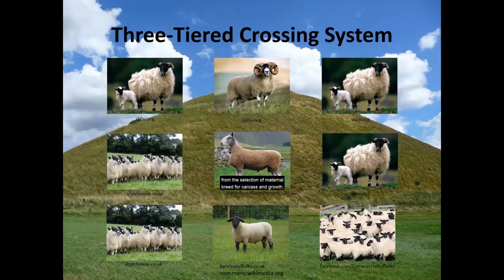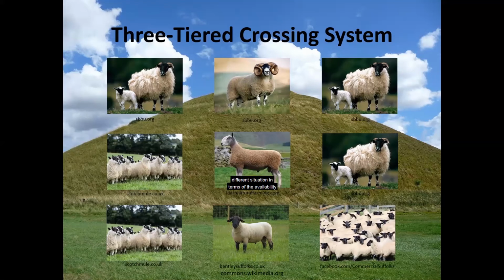Okay, and so in this system, you have a combination of maternal heterosis, the additive value from the selection of the terminal breed for carcass and growth, and the individual heterosis of the crossbred lamb.